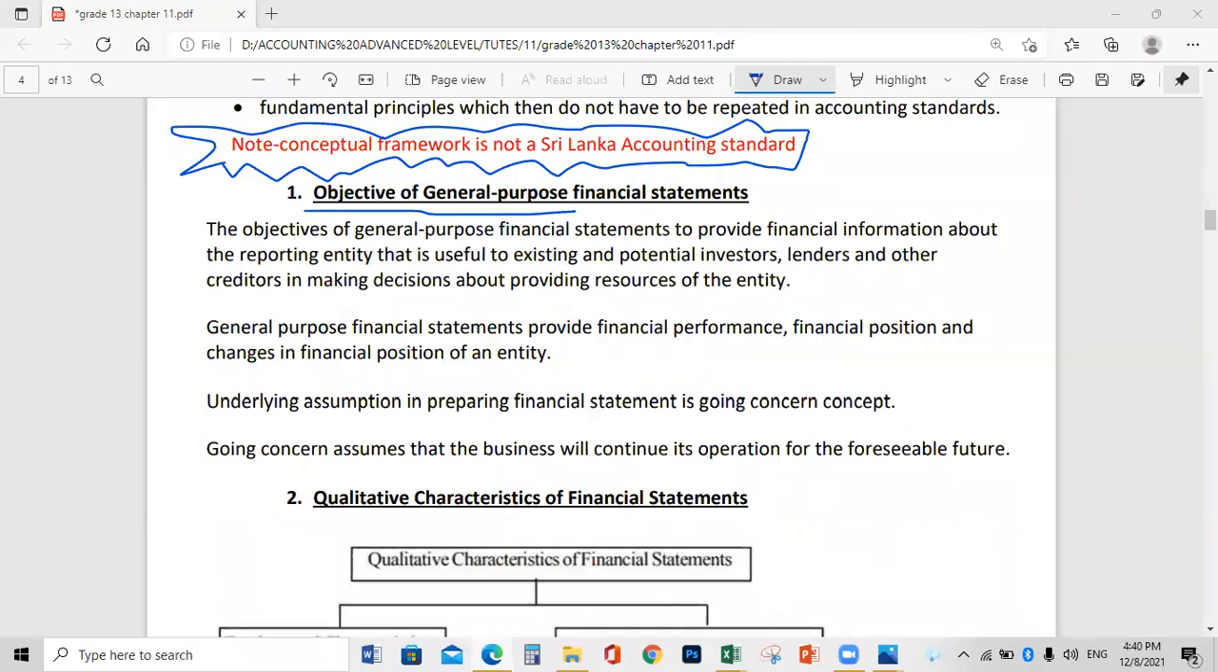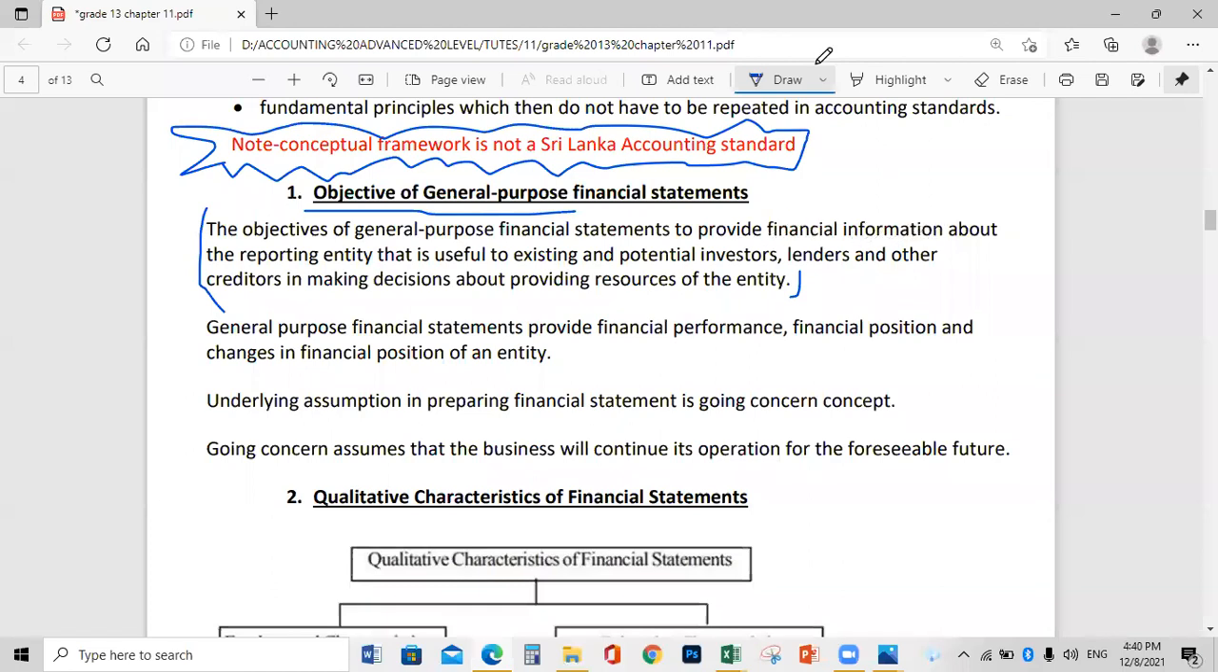Okay, so guys, now we are going to study what is the objective of general purpose financial statements. So you know there are two types, specific and general. Now we are going to study in the conceptual framework. They only talk about this general purpose. So what is the objective of general purpose financial statements? This is the answer you should give. Guys, the objective is to provide what information?